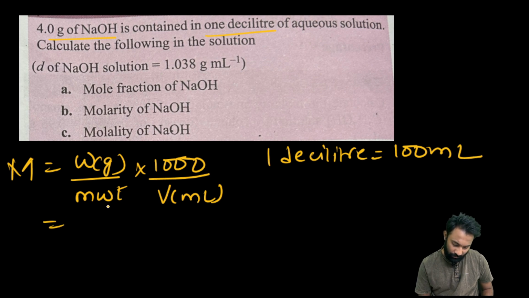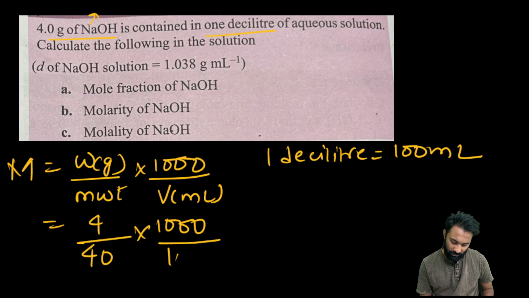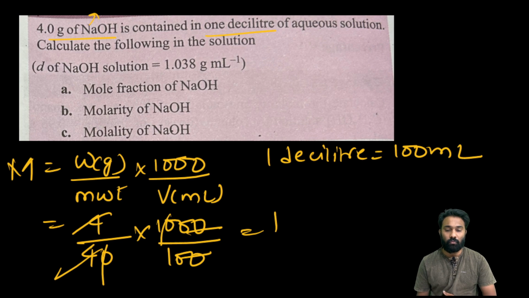So the weight they have given for NaOH is 4 gram. Sodium is 23 and oxygen is 16 and hydrogen 1. 23 plus 17, how much? 40, into 1000 by 100. If you solve, how much you will get? Here the 0s will get cancelled and 4 will get cancelled, and the molarity will be 1. Molarity will be 1 you will get.